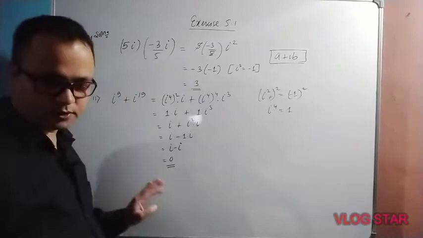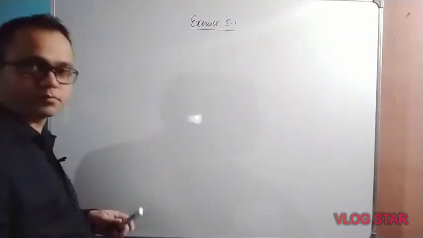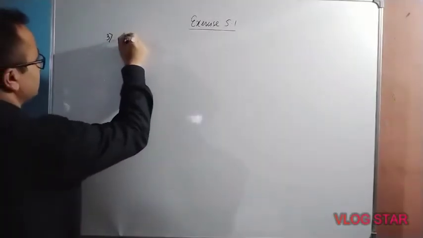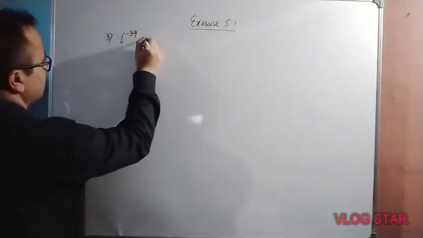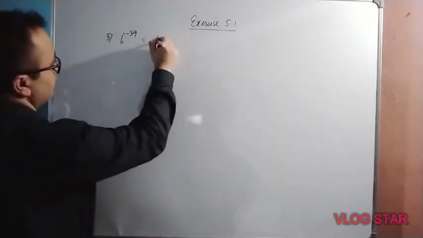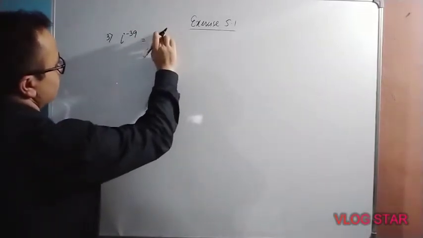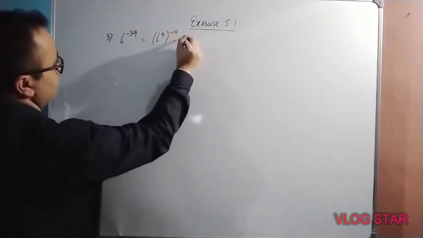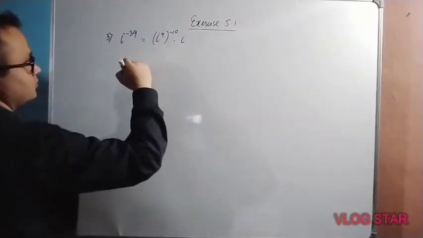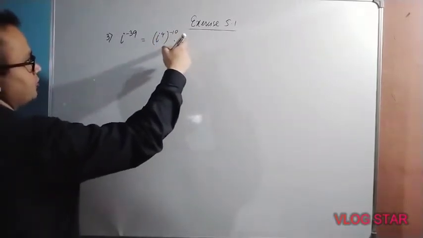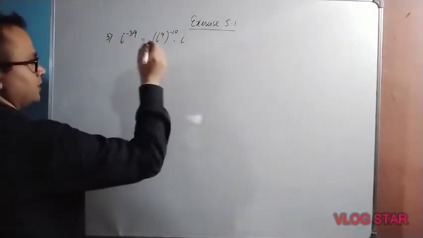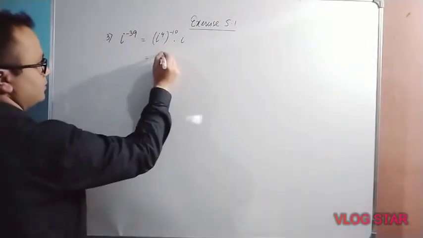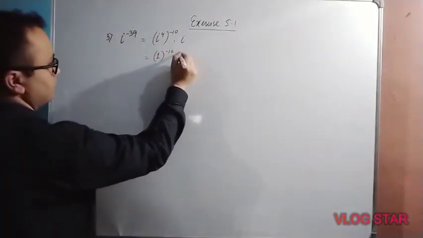Now move to question number 3. Question number 3 is i to the power minus 39. This equals i to the power 4 whole to the power minus 10, it is minus 40. Now we have to multiply with i. So i to the power minus 40 into i is i to the power minus 39, because the power of i is 1. So i to the power 4 is 1 to the power minus 10 into i.